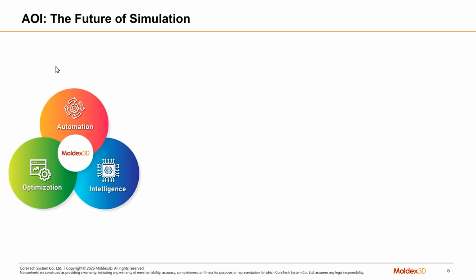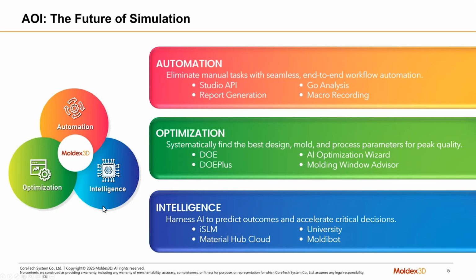All right, for those that haven't heard the term AOI, AOI stands for Automation, Optimization, and Intelligence. And this is our development guideline to help us to make life as easy as possible for our users, allowing us to automate the setting up of simulation, optimizing the results you get out of the simulation, and then using new intelligence technology and interfaces to make your life easy when either setting up or interpreting the analysis results.